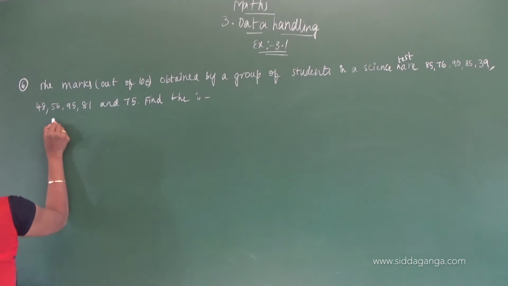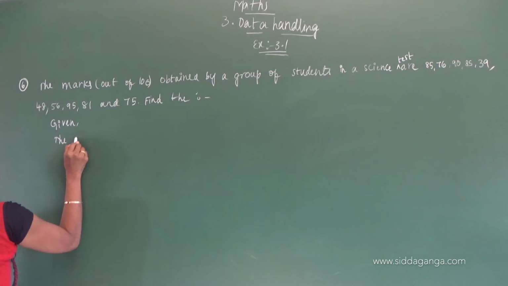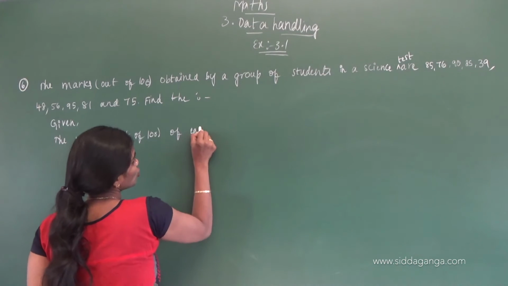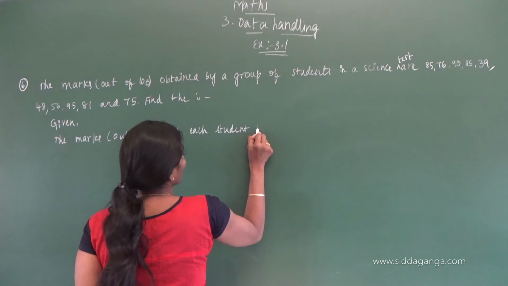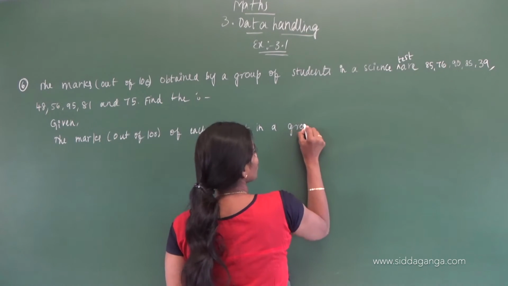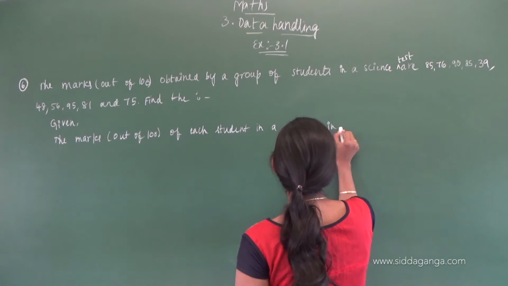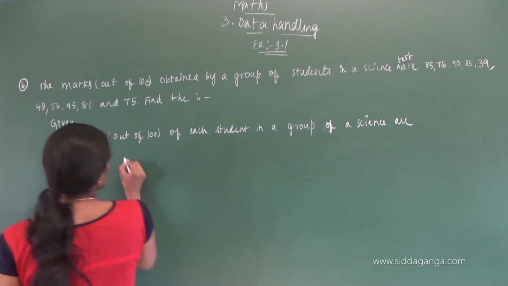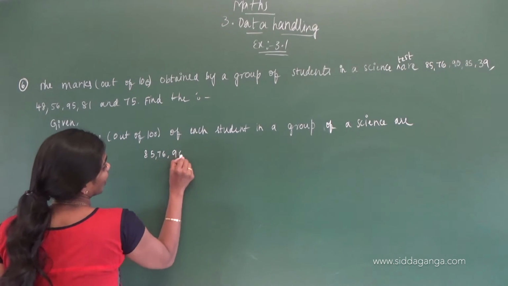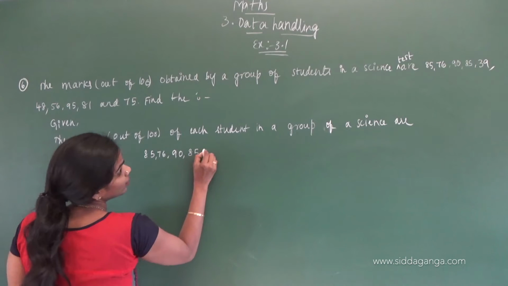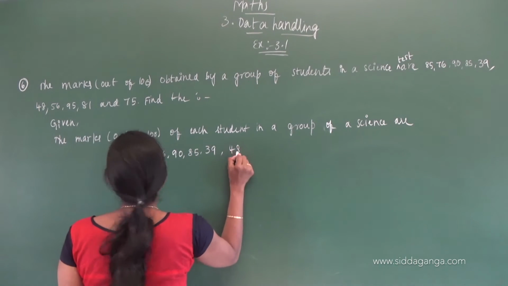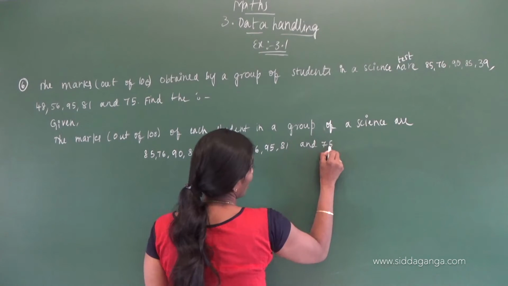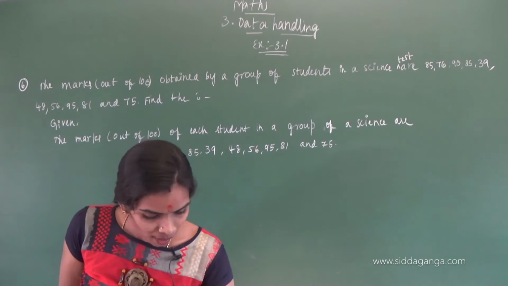You just have to write the given: the marks out of 100 of each student in a group in a science test: 85, 76, 90, 85, 39, 48, 56, 95, 81, 75 and 75. Correct, children?